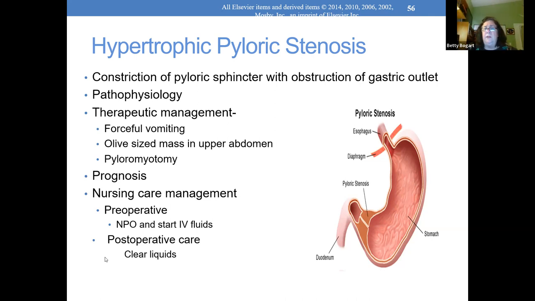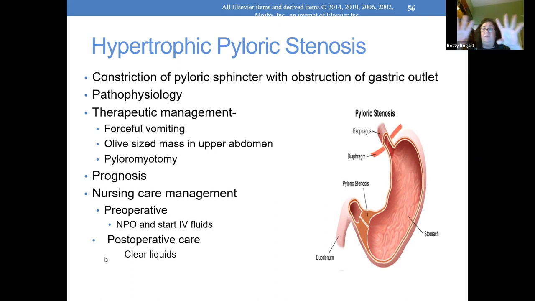What you would do is feel right in the middle of the upper abdomen, and you're going to feel this little olive. It's that hypertrophic pyloric valve, and you can actually feel it there. So what do we do for this child?